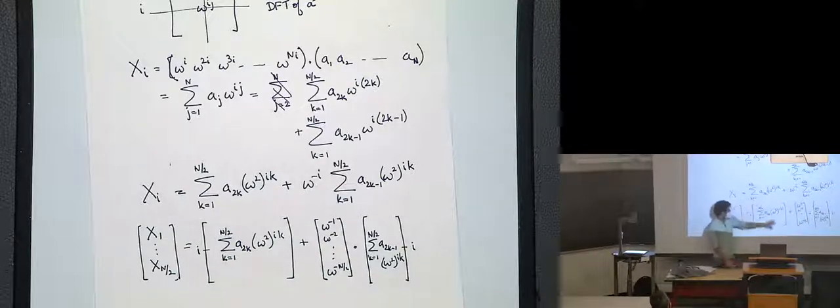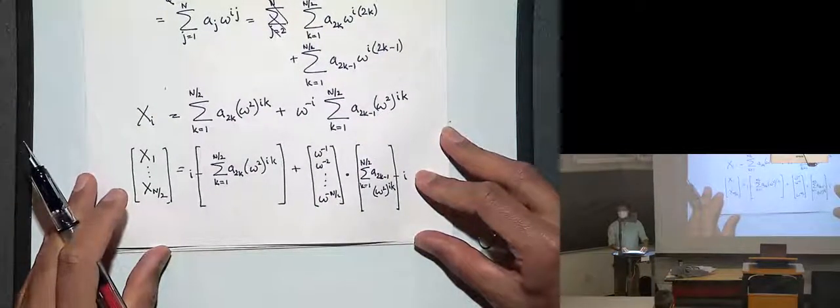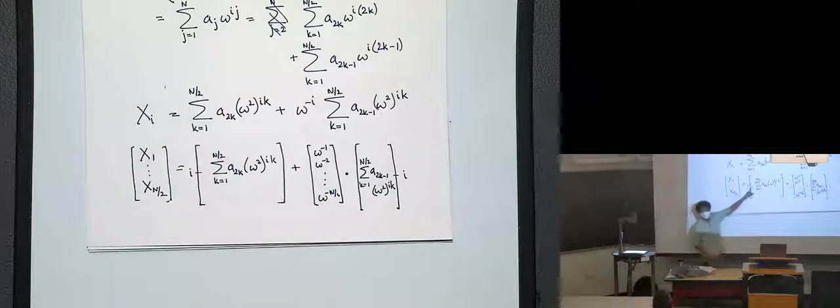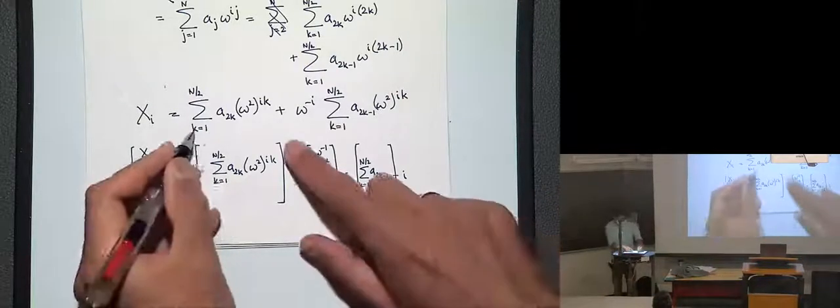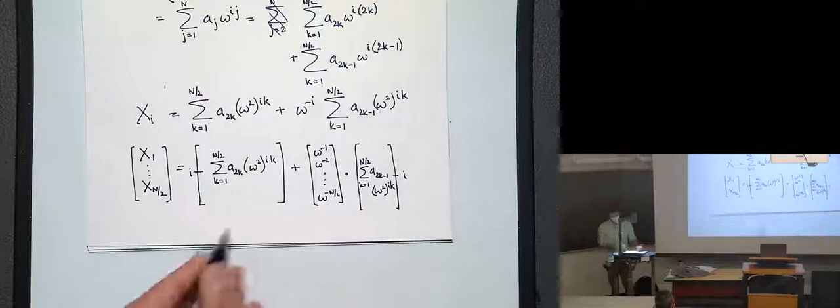But if I can recursively compute these, then I'm saved. I don't have to actually compute the matrix. I recursively compute this, recursively compute this, just take a dot product with this, and in linear time I have that. I'm just referring to the ith row of this whole thing. It's a column vector, and I'm looking at the ith row of that column vector.